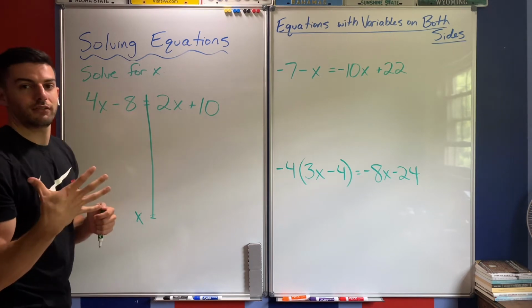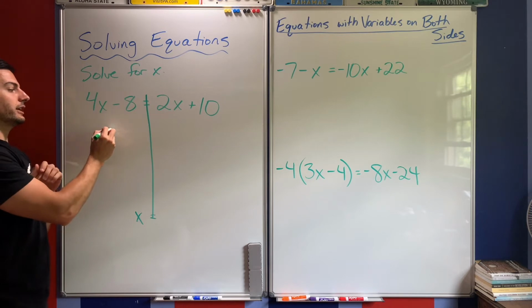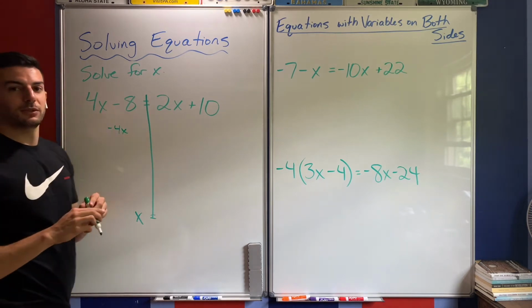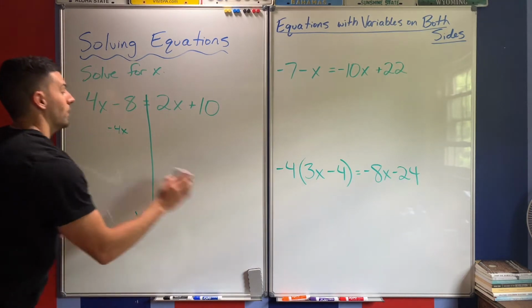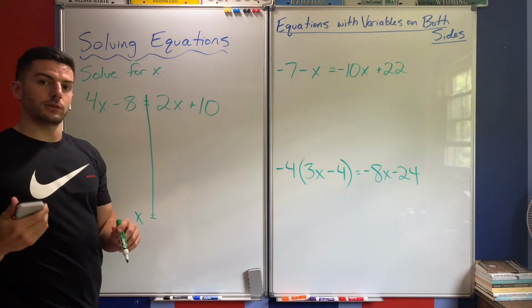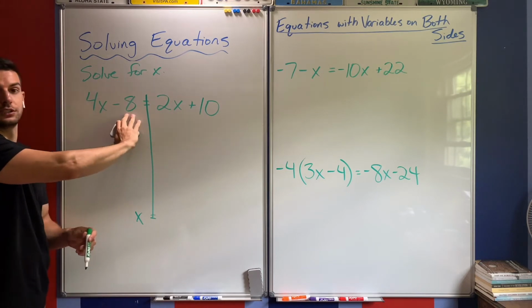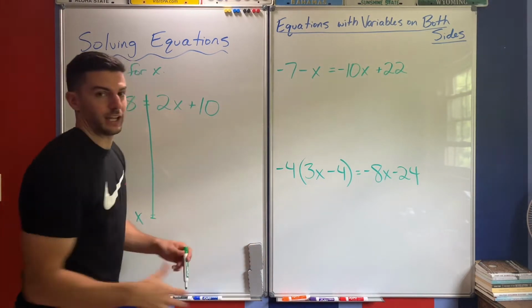And what kids often try to do too is combine, like, okay, 4x minus 8 gives me negative 4x. That's a common mistake kids make, and you can't do that. Why? Because these are not like terms. These are not two terms that we can add or subtract, because this has an x and this one does not. So we can't combine them.